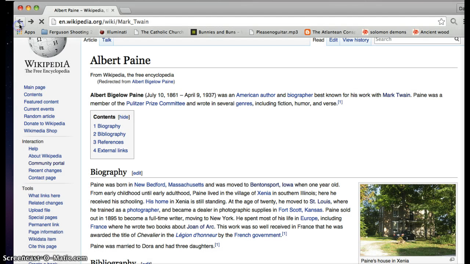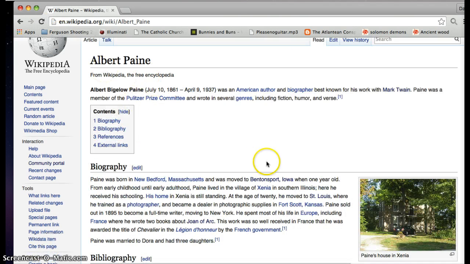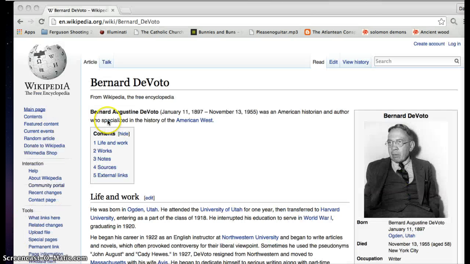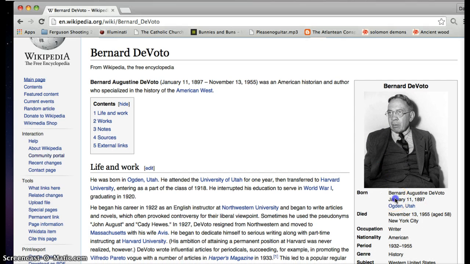Okay, so back to Mark Twain stuff here. When he died, this guy right here owned the rights to his work, and he died in 1937. And then after he died, this guy owned the rights, and he was born on January 11th, 111, and he died November 13th, 1955. He died when he was 58, but he died 59 days before his 59th birthday in 1955. It was also 59 years ago.